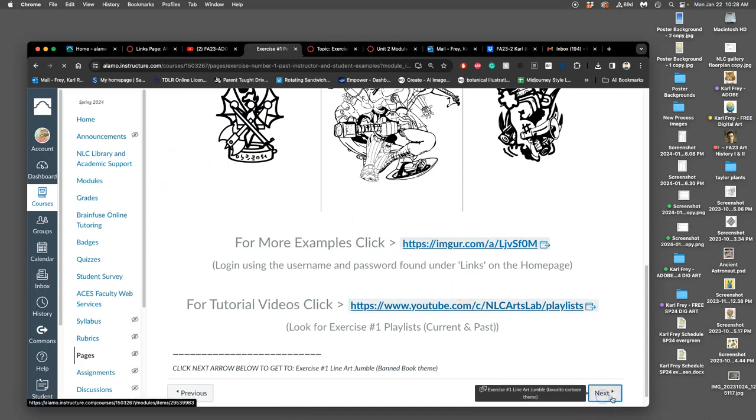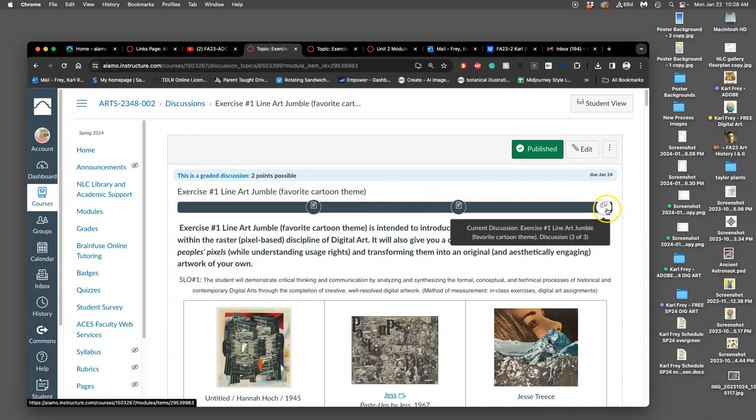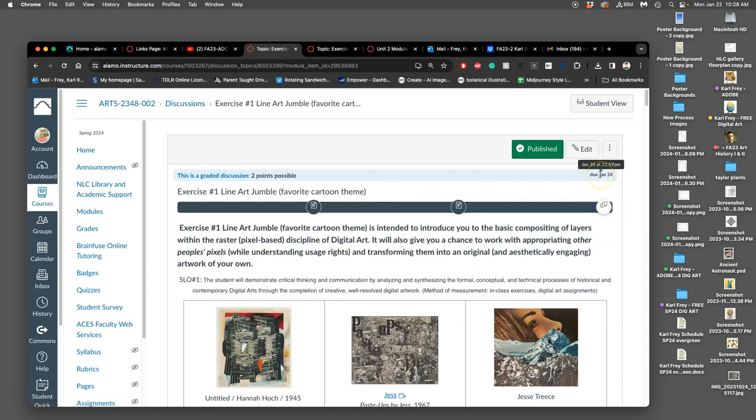Okay, next. This is the actual assignment, right? It's the end of the module. It says when it's due, and it tells you how many points it's worth. So these exercises are basically pass-fail. 0 if you turn nothing in by the deadline. 1 if you turn something in, but it doesn't meet all the requirements yet. 2 if you turn something in that meets all the requirements.